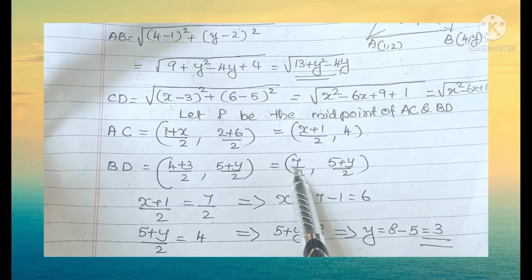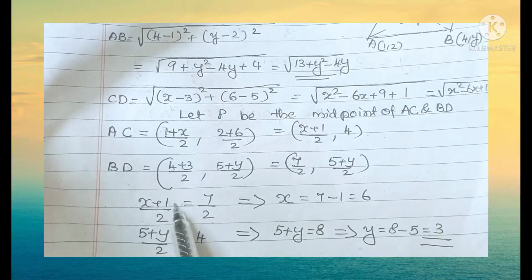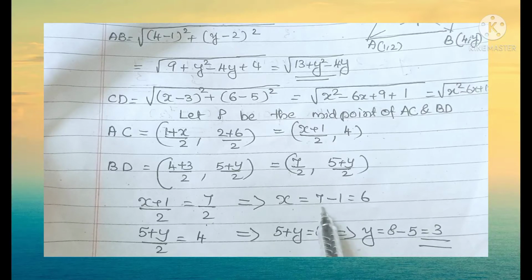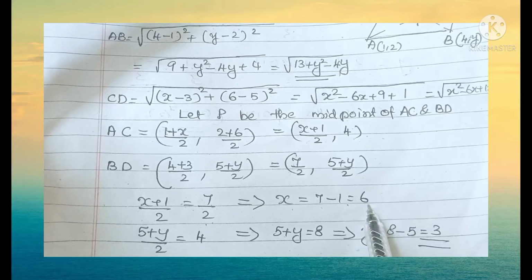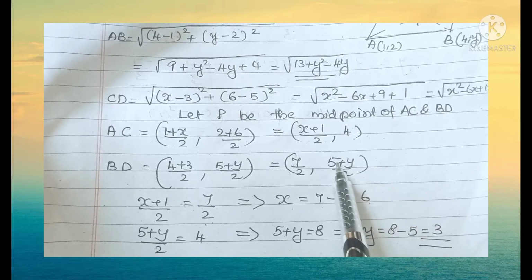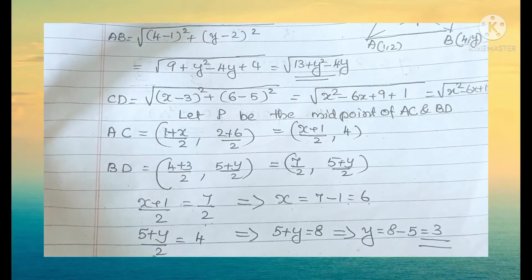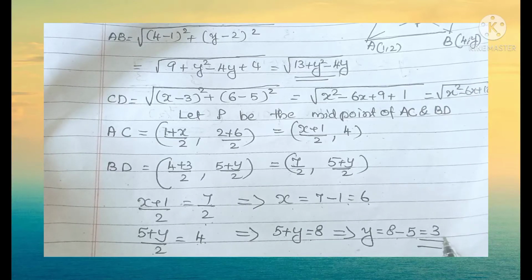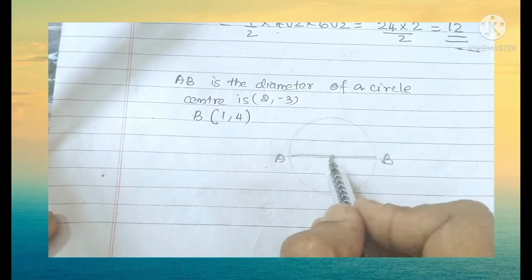Therefore, 7 by 2 is equal to (x plus 1) by 2. (x plus 1) by 2 equal to 7 by 2. That is, x plus 1 is equal to 7. So x is equal to 6. Then the second one, (5 plus y) by 2 equal to 4, which means 5 plus y is equal to 8. So y is equal to 8 minus 5, that is 3.